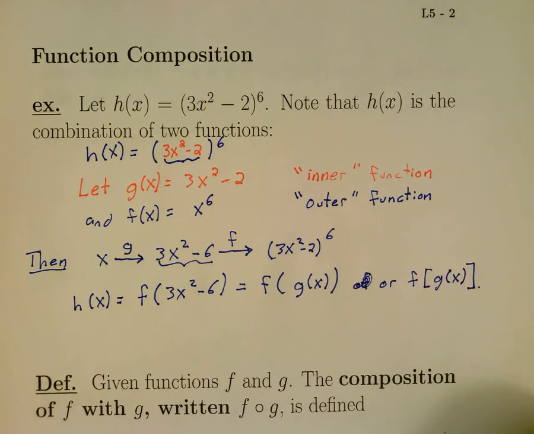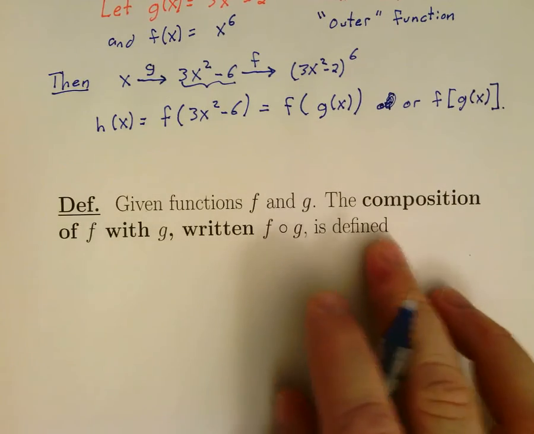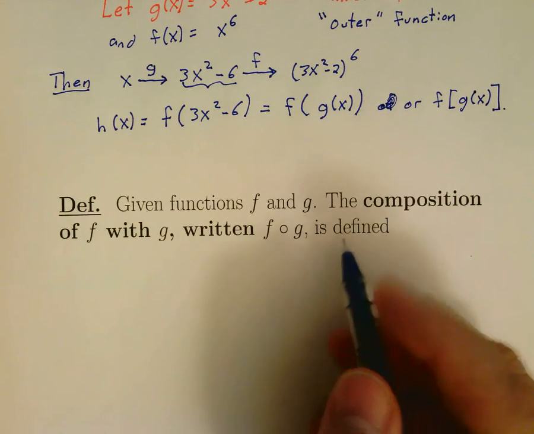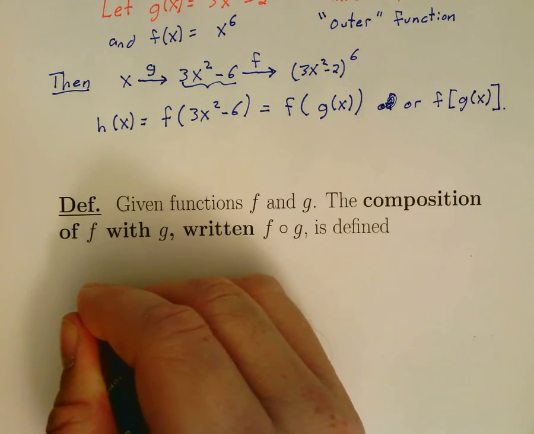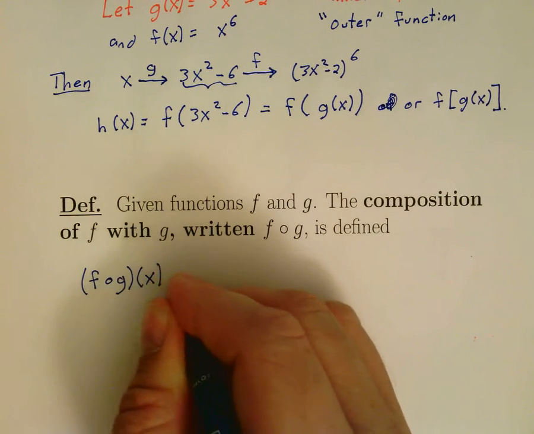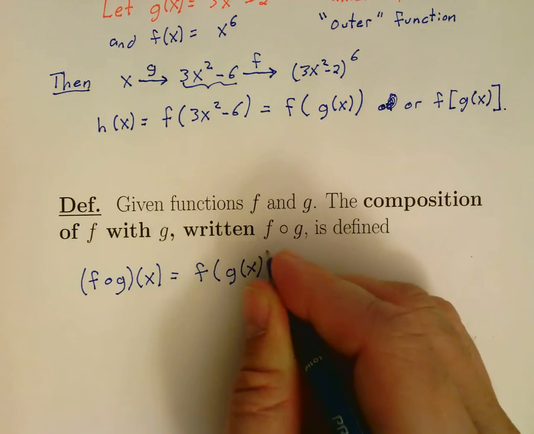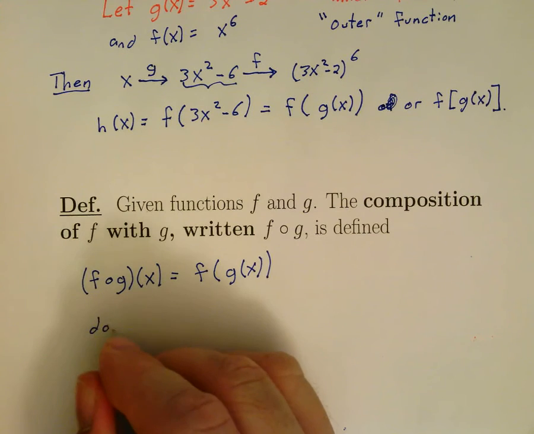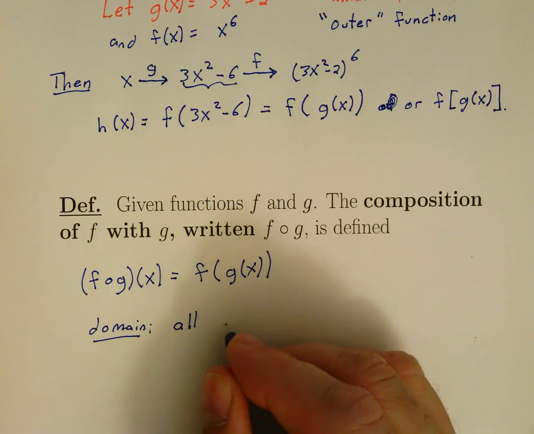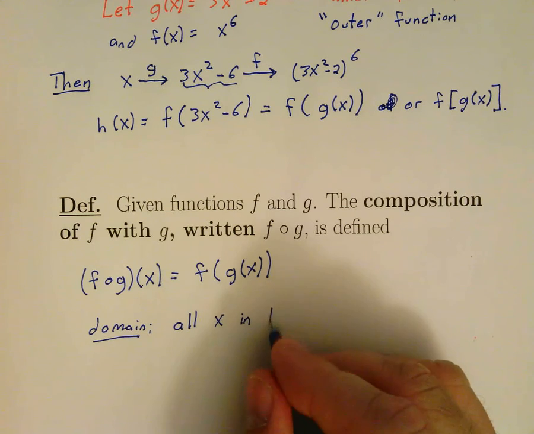Okay, now the definition. Given the functions f and g, the composition of f with g is written f composed with g. We define it this way: f composed with g of x is the same thing as saying f of g of x. Now the domain of this, you have to keep tabs of what's going on in each case. The domain is all of the x values of g, so it's all the x in the domain of g.